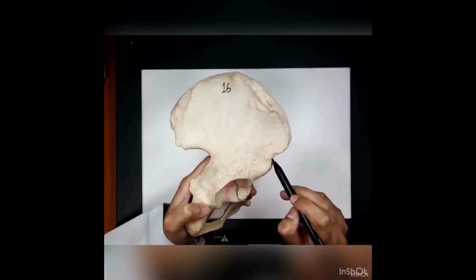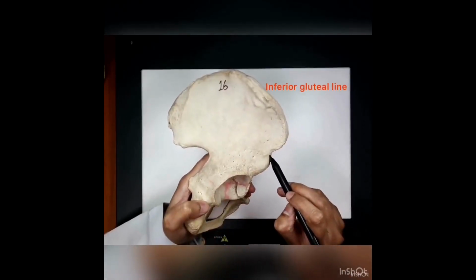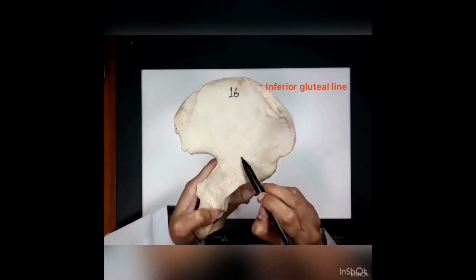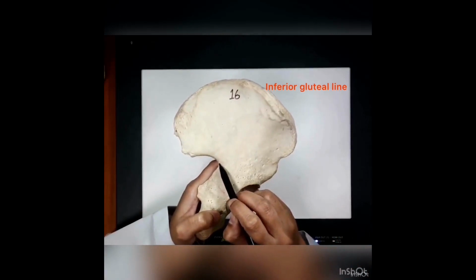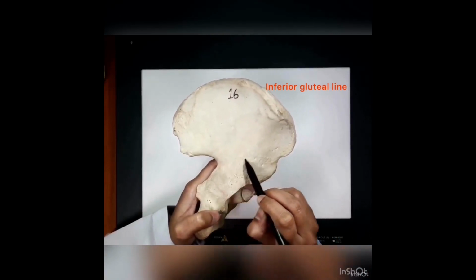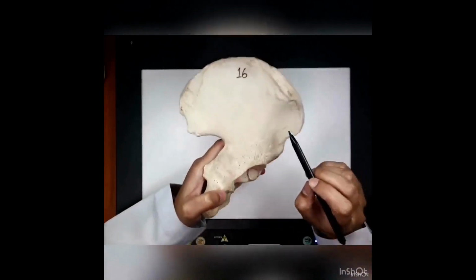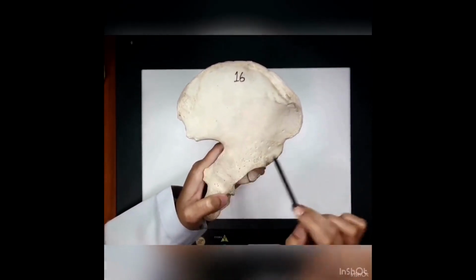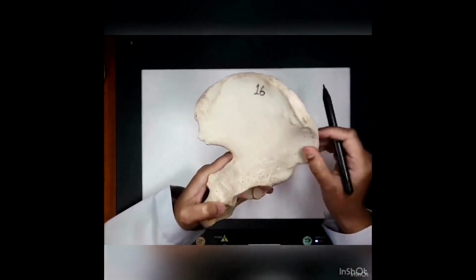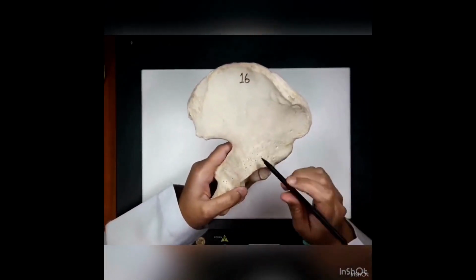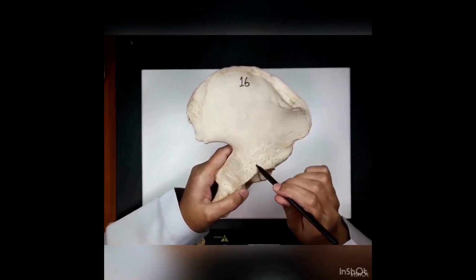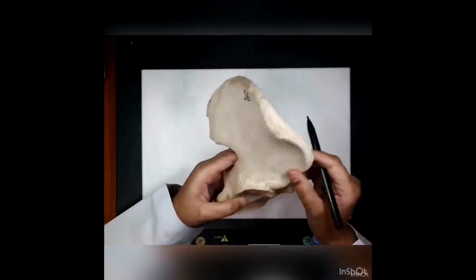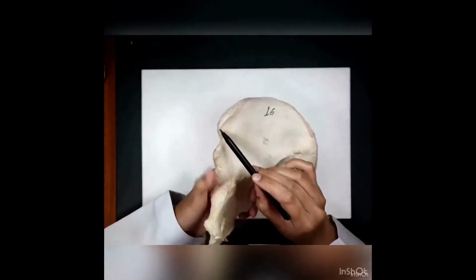The third line is just above this anterior inferior iliac spine. This is anterior inferior iliac spine. Just above it, it runs backwards up to the apex of this greater sciatic notch. Okay, so these are the 3 gluteal lines: posterior gluteal line, anterior gluteal line and the inferior gluteal line. And below this inferior gluteal line, above the acetabulum, there is a grooved area. There is a groove.